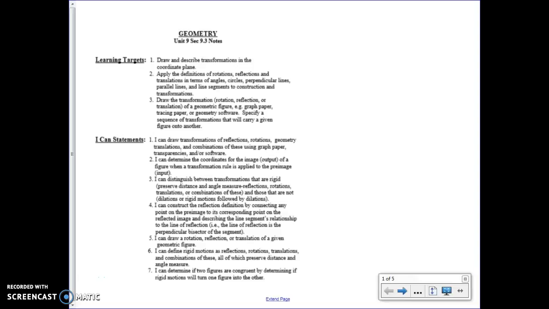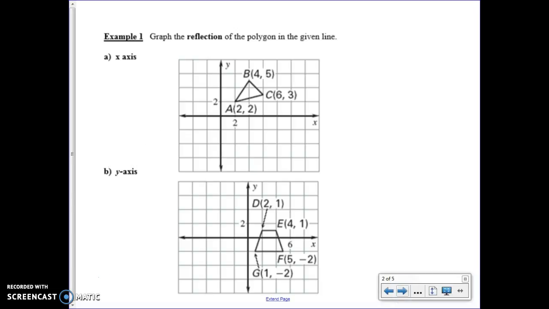Alright guys, so we are going to continue with our transformations. Last time we covered translations, today we are covering reflections. When we reflect, we are flipping the figure, the polygon, or the line, or whatever it is, over whatever line it tells us to reflect.